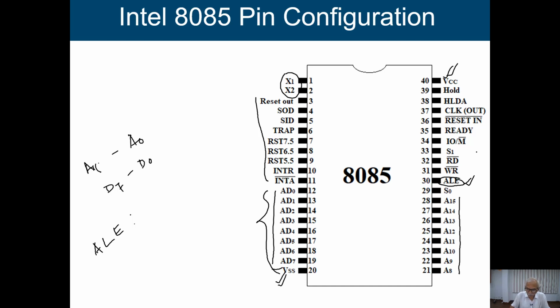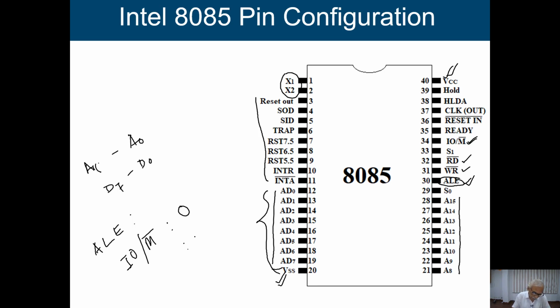Now there are two signals, read bar and write bar. They say whether we are going to perform a read operation or a write operation. Then we have this particular line, IO/M bar, which is input/output or memory. Basically, these data lines and address lines will be connected to memory or to I/O devices. So when IO/M bar is 0, it says that we are going to access the memory.